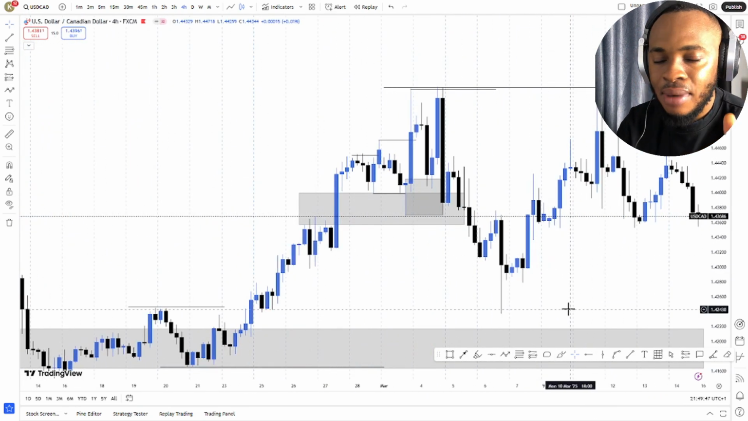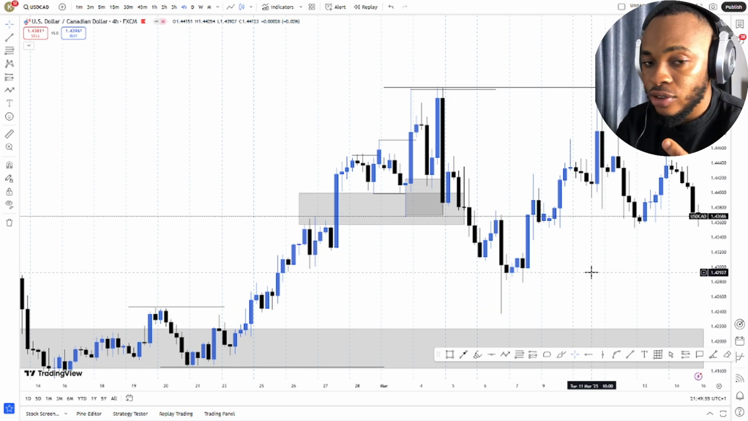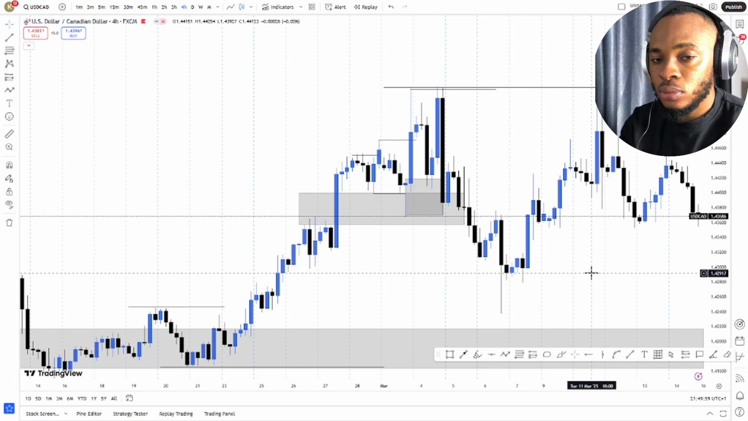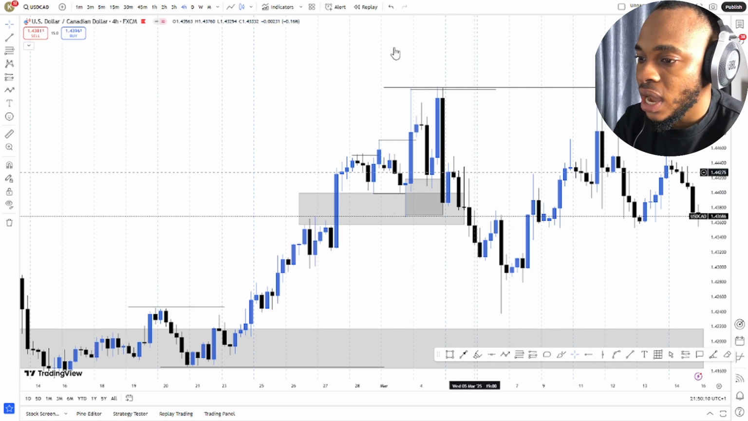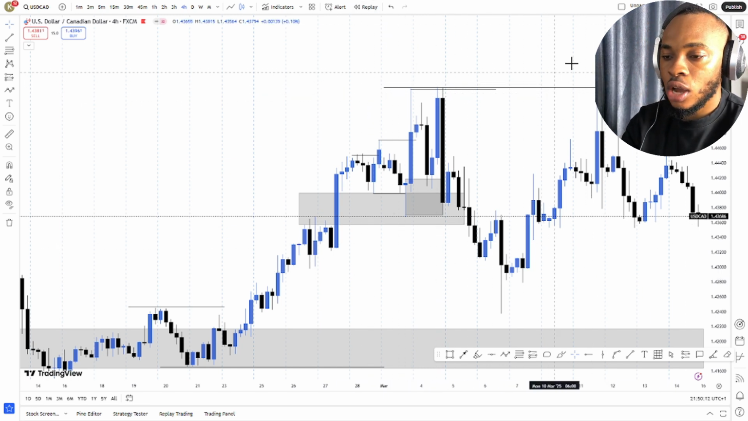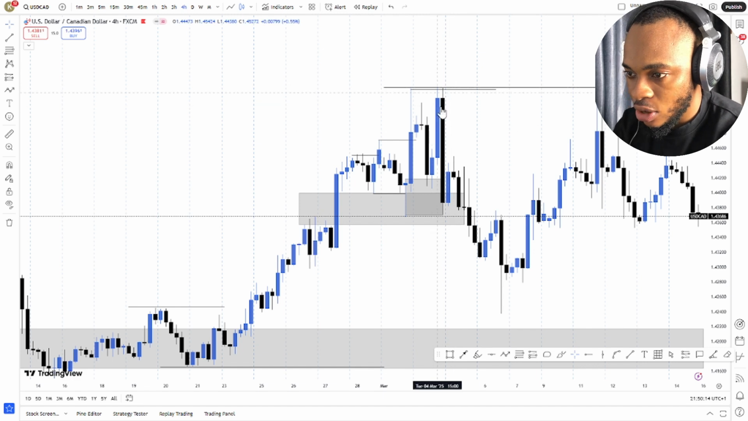Now I'm just going to add my entry model. I'm just going to check my entry model, and one thing you need to know, I separate my entry model from getting my bias, because that's a whole different ballgame. I don't need it to cloud my decision making because I want to get into a trade. My bias comes first, and my draw on liquidity is up this place, and it got smashed.